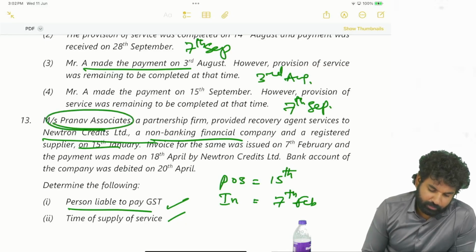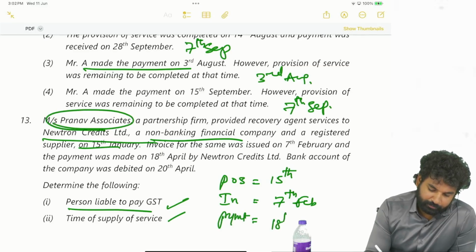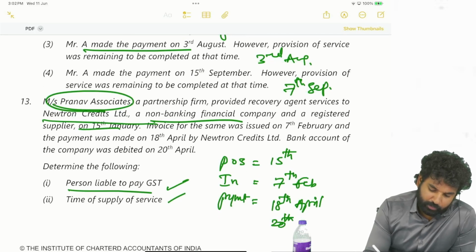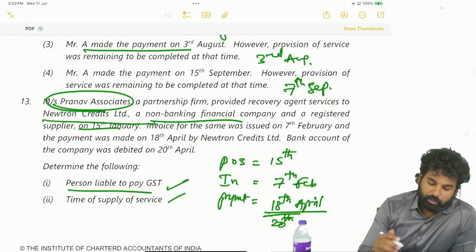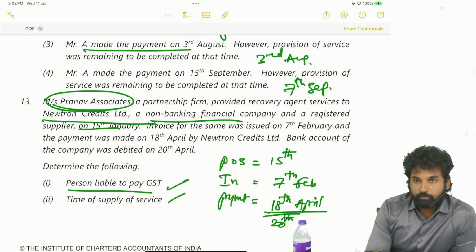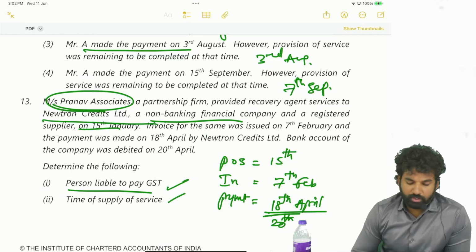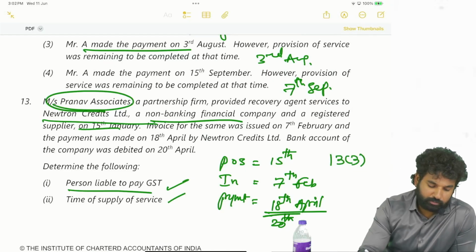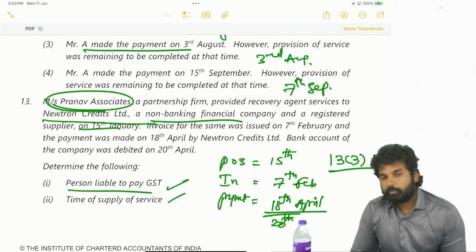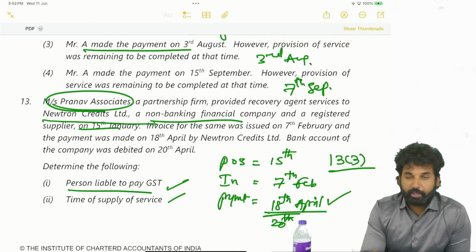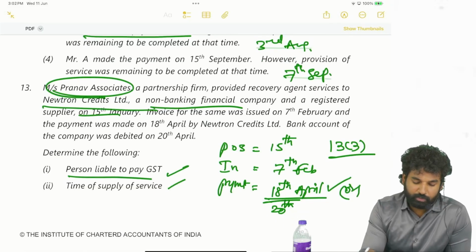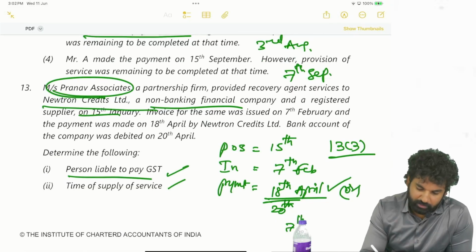Okay. Next, payment made on 18th April. And that too, 20th debited. Okay. So date of payment will be 18th April. So invoice issued within time. Reverse charge mechanism or forward charge? Reverse charge. So reverse charge 13.3 will come. What is the provision? Date of payment April 18th or 61st day from date of, so 7th February plus 61st day. Okay.